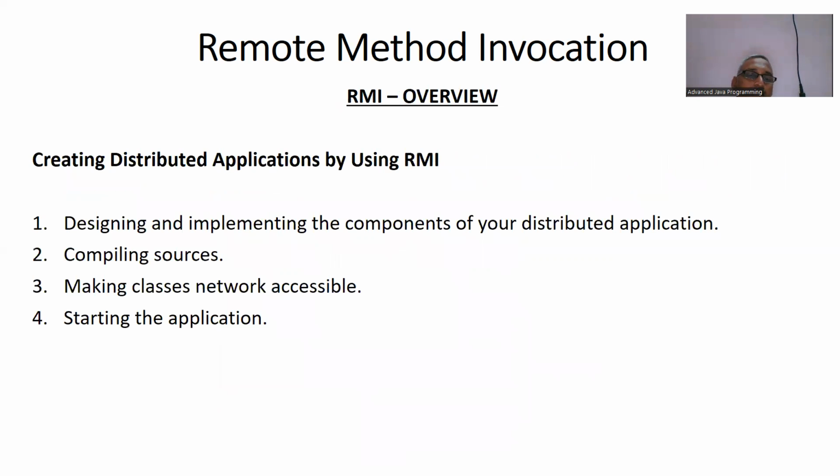First one, designing and implementing the application components. First, determine application architecture, including which components are local objects and which components are remotely accessible. The steps include defining the remote interface, implementing the remote object, implementing the client. First, defining the remote interface.